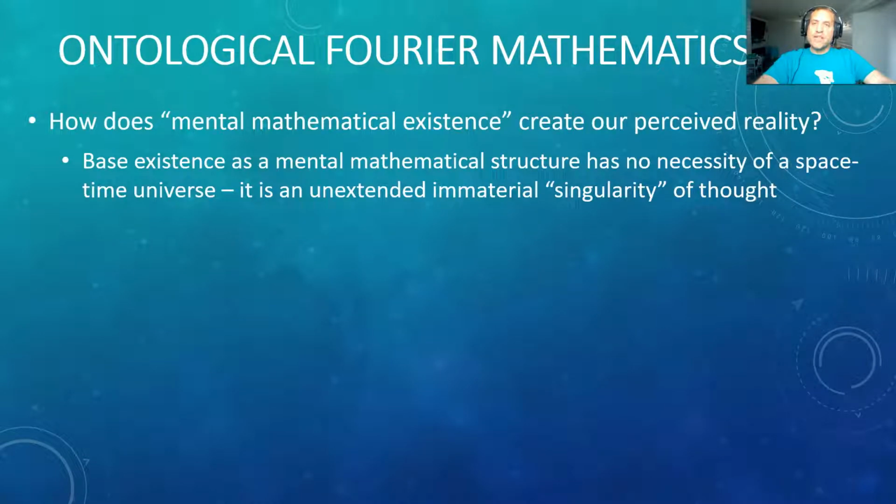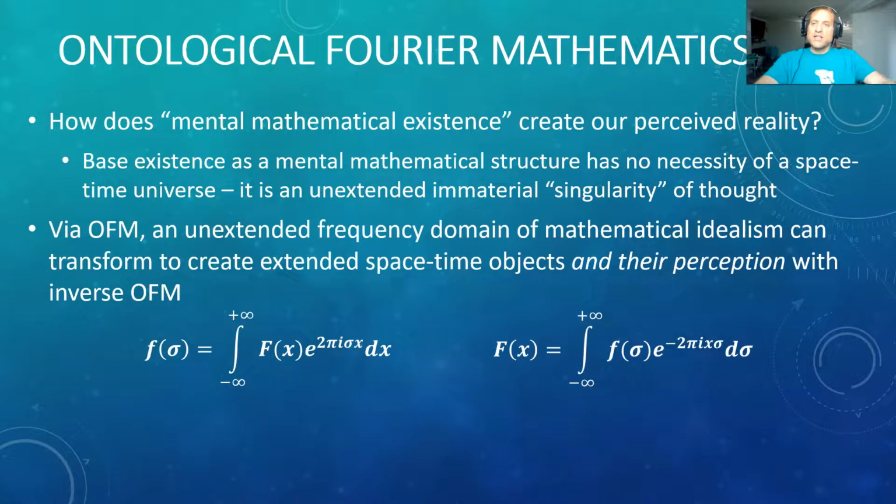So how does mental mathematical existence create our perceived reality? So base existence as a mental mathematical structure has no necessity of a space-time universe. It's unextended, immaterial. It's a singularity of thought. So via ontological Fourier mathematics, an unextended frequency domain of mathematical idealism can transform itself to create extended space-time objects and their perception with inverse ontological Fourier mathematics.